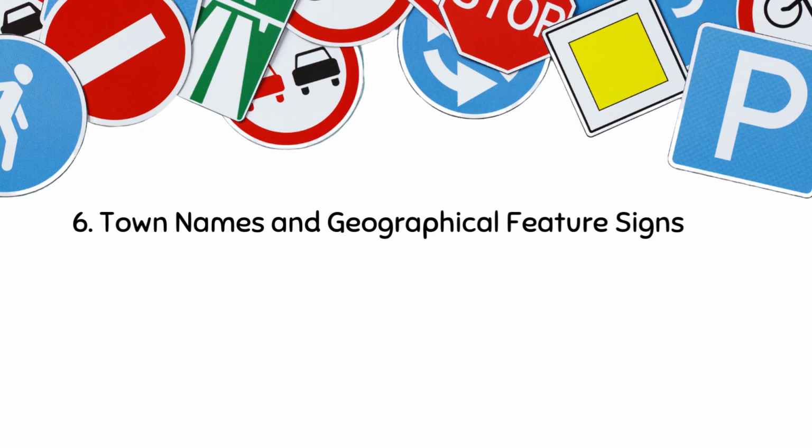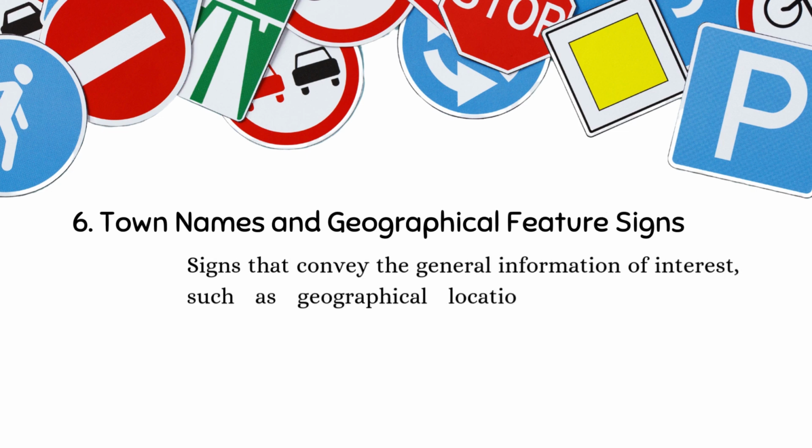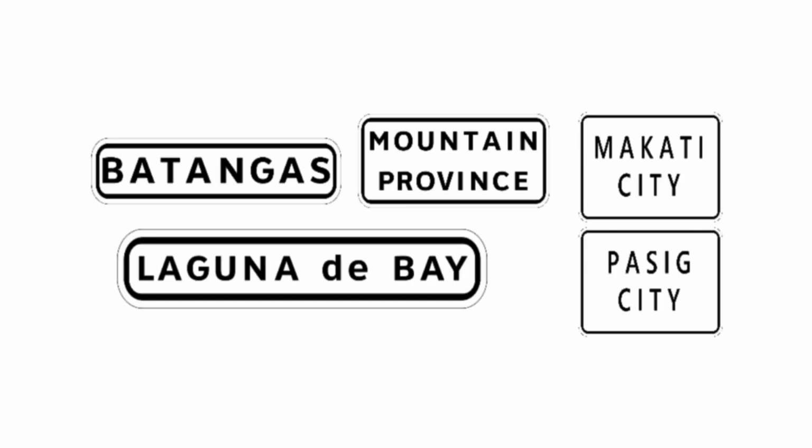6. Town names and geographical feature signs. Signs that convey the general information of interest, such as geographical locations, boundaries and features. These are examples of town names and geographical feature signs.